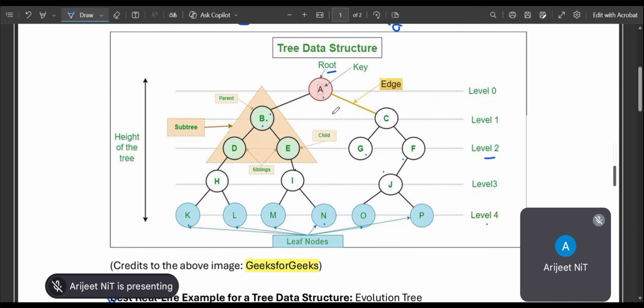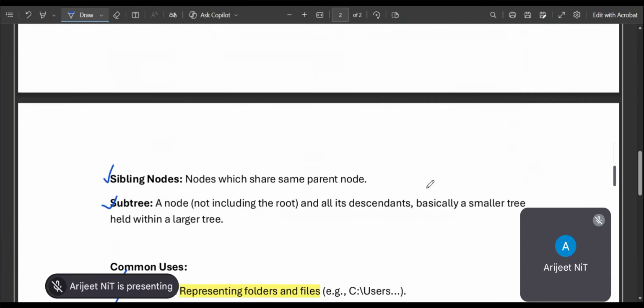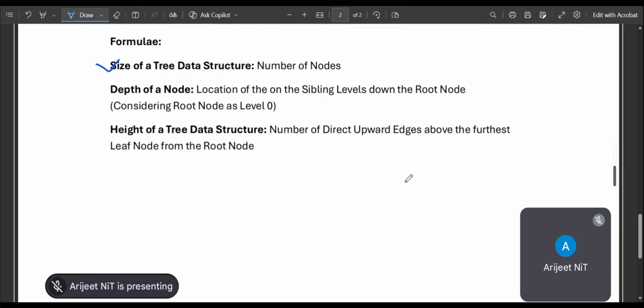The depth of the root node is level 0. The depth of node B is level 1. The depth of node H is level 3. The depth of node K is level 4. So does that mean the nodes H, I and J share the same level or same depth? Yes. And finally, there is the height of the tree data structure.